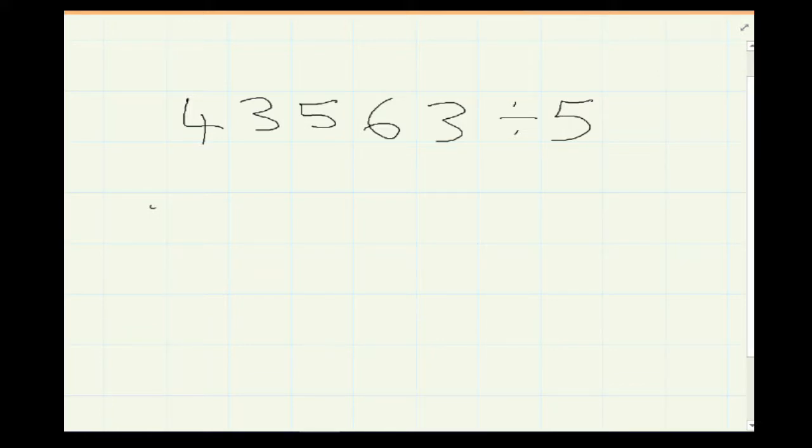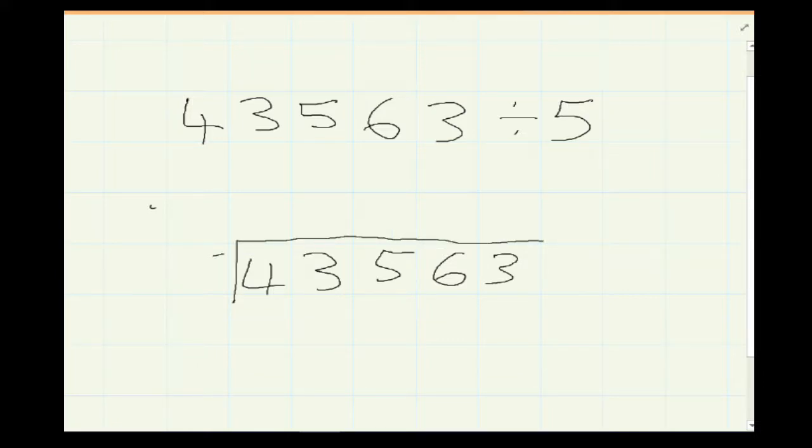43,563 divided by 5. The first number goes in the bus stop, 5 goes outside. We're seeing how many 5s fit into things. How many 5s fit into 4? 5 can't fit into 4. 0 carried a 4. Often it is 0 at the start, isn't it?